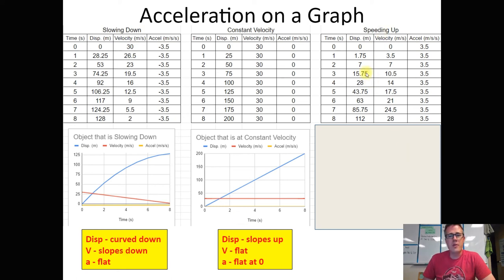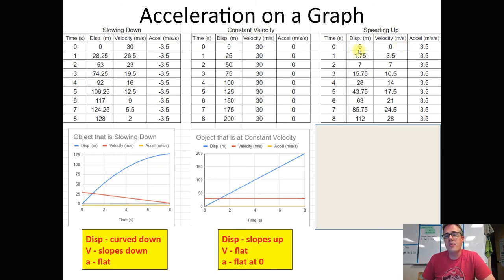Now, just like before, I want you to think about the speeding up graph. Be thinking about what it should look like before you move on. All right, so we've got a constant acceleration adding 3.5, so that one's going to be flat. For velocity, we're adding 3.5 each time, so we should see a nice steady slope.